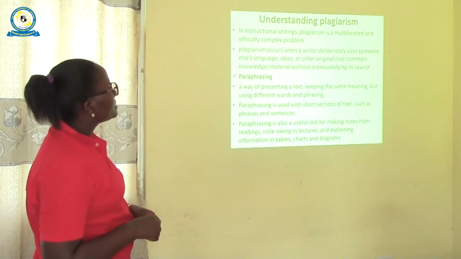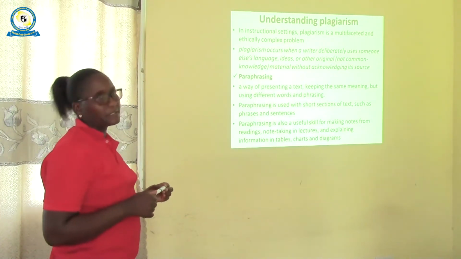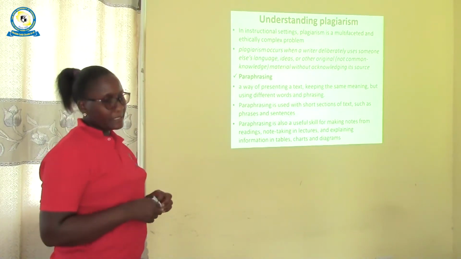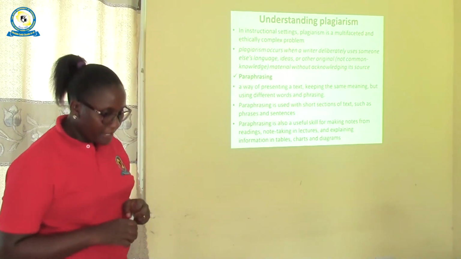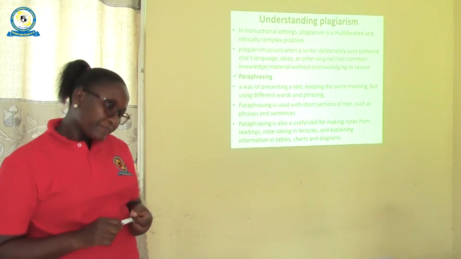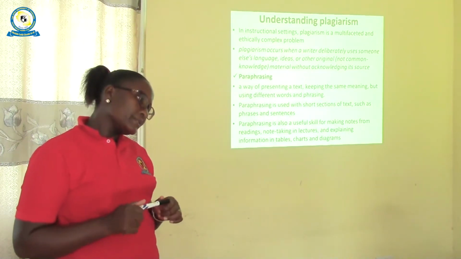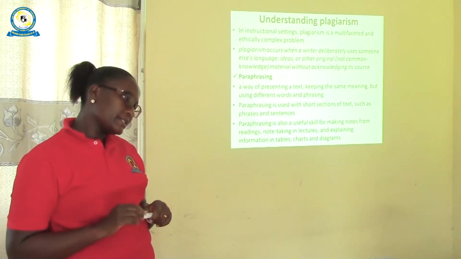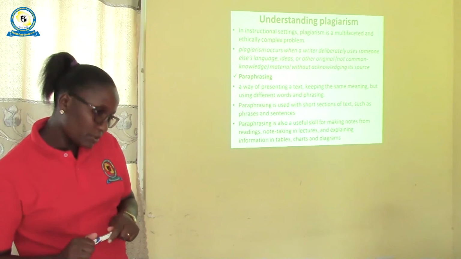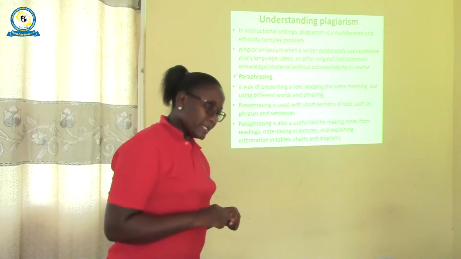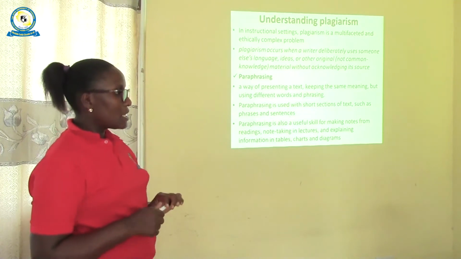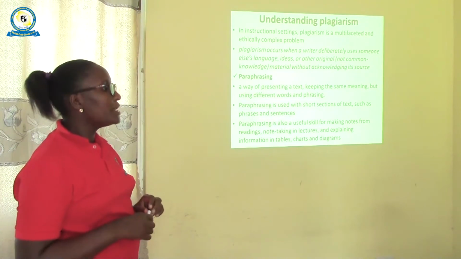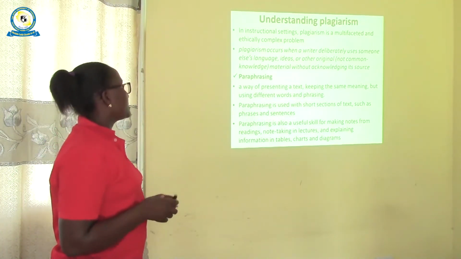In an institution's settings, plagiarism is a multifaceted and ethically complex problem. This is really a very burning issue at the university. The issue of people copying from one another, people copying from the internet directly without acknowledging the source, you know. That's why we need to understand this issue of plagiarism, so that we've got strategies that will help us to overcome plagiarism.